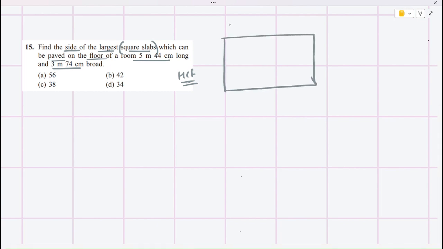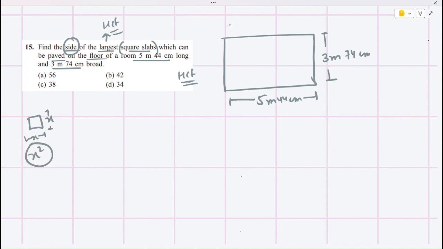So first we'll focus on the floor. Suppose this is the floor of the room and this is the length, that is 5 meter and 44 centimeters. This becomes the width of the floor. So basically ये rectangle form है, but what they are saying is कि हमें side पता लगानी है of the largest. Largest से भी नो कि highest common factor की बात हो रही है. Square slab, तो obviously a square will have equal length and equal breadth, right? तो area हो जाएगा x square. तो वो कह रहे हैं find the side, यानी कि हमें x की वैल्यू पता लगानी है of the largest square slab which can be paved on the floor.